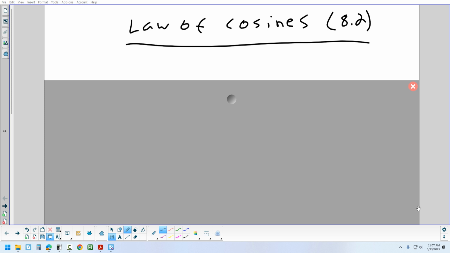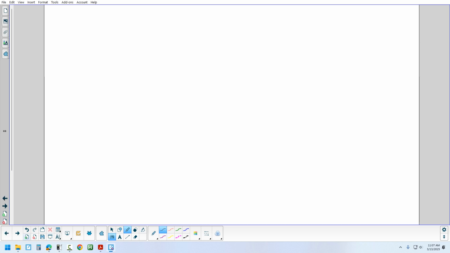All right, so the last section we're going to look at this week is 8.2, and that's on the law of cosines. So for law of sines, let's start with that.